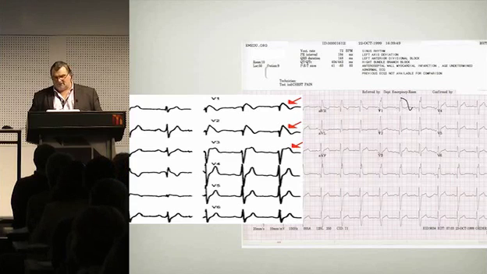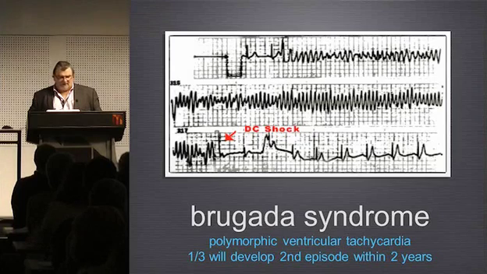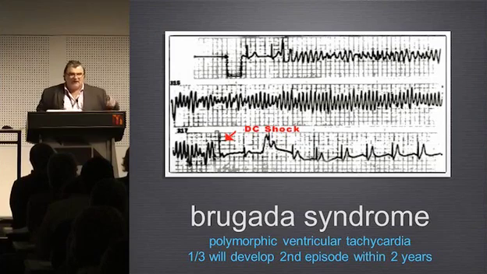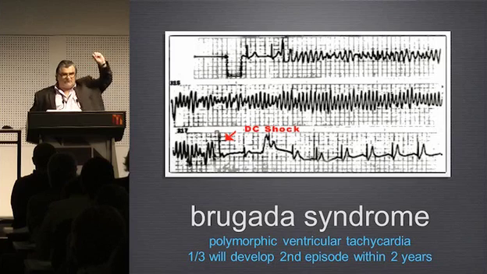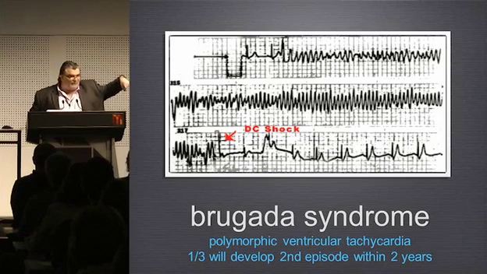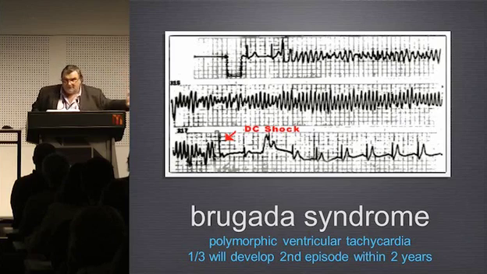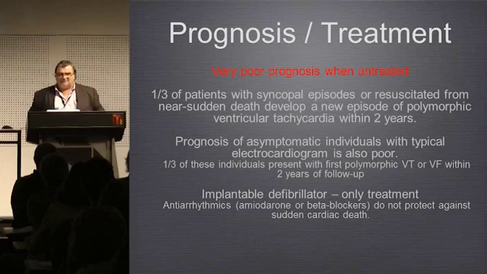Okay, Brugada syndrome, it's a sodium channel abnormality, a congenital defect. They get a polymorphic VT. When they stay in this polymorphic VT, it's an arrest. When the polymorphic VT stops spontaneously and they come to you in the emergency department, it's called a syncope. Yeah? So think about it.